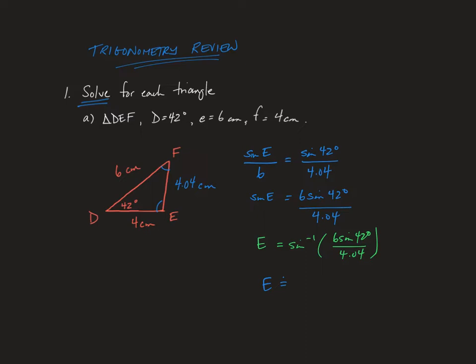And we should get an approximate value of 84 degrees. We're finding an angle, so our default rounding is to the nearest degree. We then have E being 84. We can then use that the sum of angles in any triangle is 180. And so to find that angle F, I would take 180 and subtract the other two. And so F is going to give me 54 degrees.